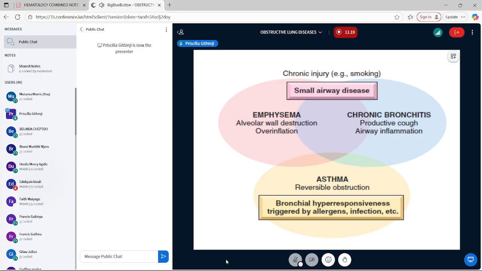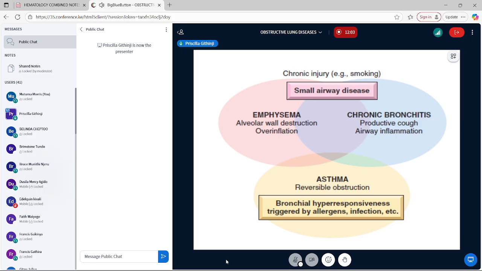So with emphysema and bronchitis, it usually results from chronic injury, especially smoking. So when you smoke, there are certain chemicals that will be released into circulation, and they will cause small airway disease. And in emphysema, the inflammation that results from this leads to alveolar wall destruction, and the lungs will appear overinflated. I'll show you an image of this. In chronic bronchitis, this leads to airway inflammation, and these patients have a productive cough.